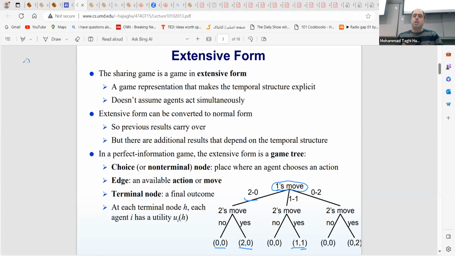So this sharing game we have represented as an extensive form game. Here, we make the temporal structure, the timing, explicit. We don't assume that the agents act simultaneously; they move one after the other, like in chess, Go, and other games. Extensive form games can be converted to normal form games, so all previous results carry over. However, there are some additional results that depend on this temporal structure, and on the fact that this is not simultaneous.